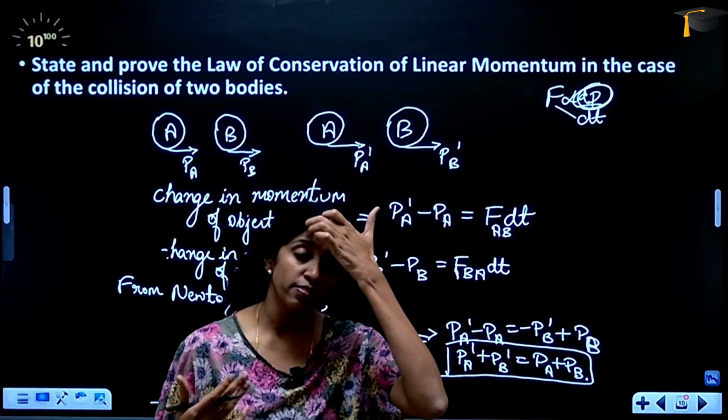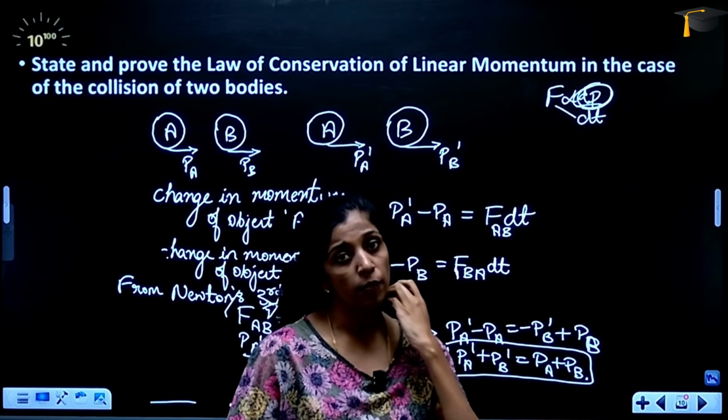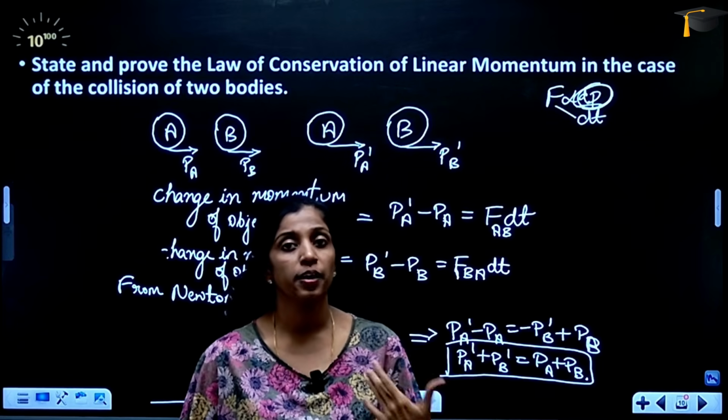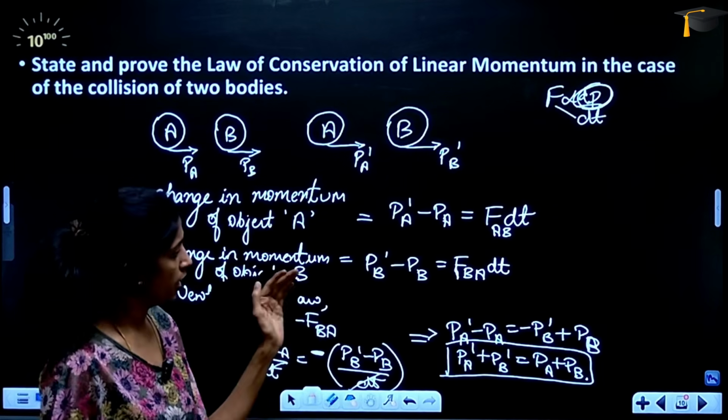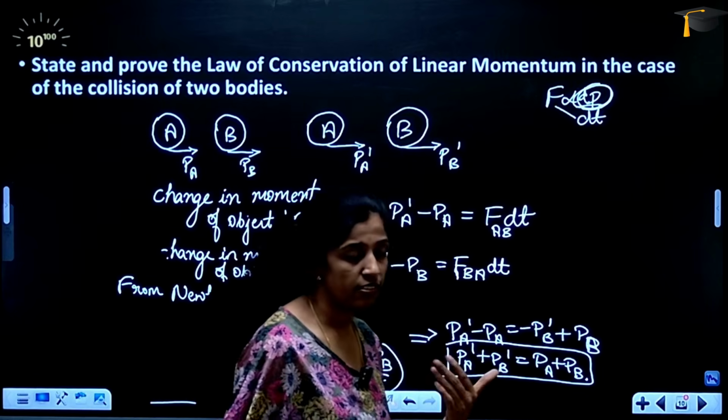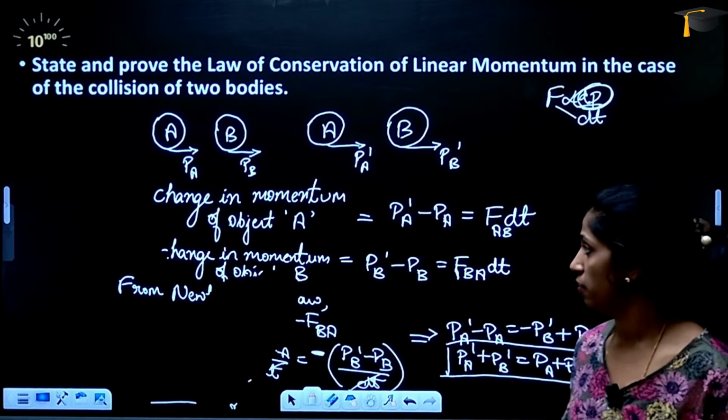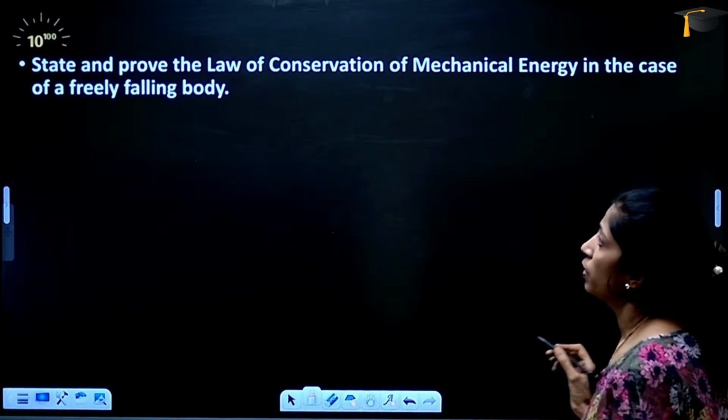So what does conservation of linear momentum state? The momentum of an object before collision will be equal to the momentum of the body after the collision. This, as I said, is one of the most expected 5 markers. Fine. Now moving to the next question.